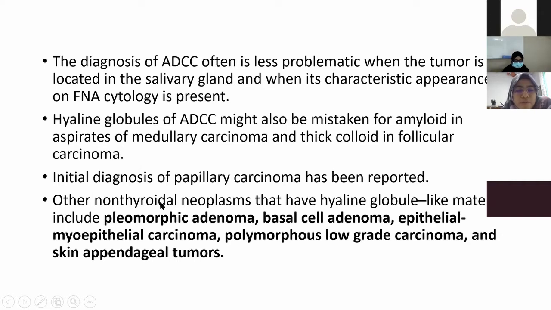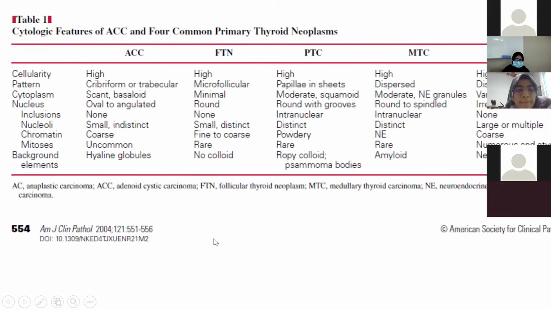The other differentials for non-thyroidal neoplasms with features like hyaline globule-like material include pleomorphic adenoma, basal cell adenoma, epithelial myoepithelial carcinoma, polymorphous low-grade carcinoma, and skin appendageal tumors. So these are the differentials that we need to think about when having this kind of case. Okay, I would like to share this article, a pitfall in thyroid cytology.